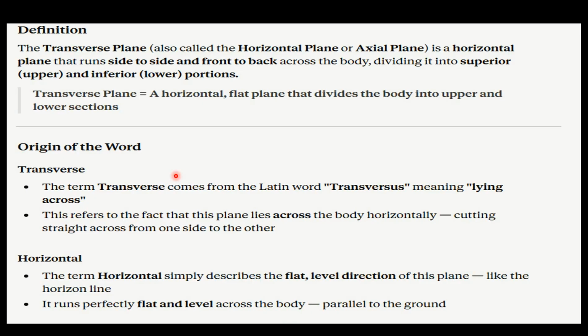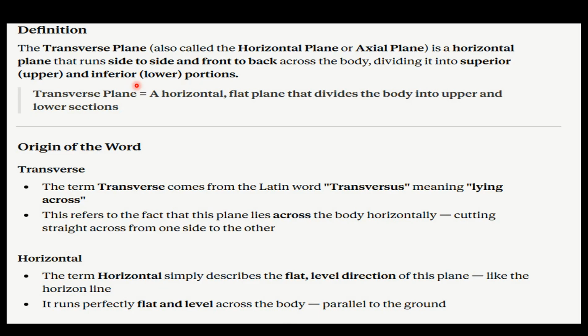Now see the definition. The definition says the transverse plane, also called the horizontal plane or axial plane, is a horizontal plane that runs side to side and front to back across the body, dividing it into superior, that is upper, and inferior, that is lower portion. So basically it divides the body in two portions, superior portion and inferior portion, that is upper and lower. Now those who already know about the directional terms, they know what is the meaning of superior, what is the meaning of inferior. That's why we were talking about the importance of learning these in sequence.